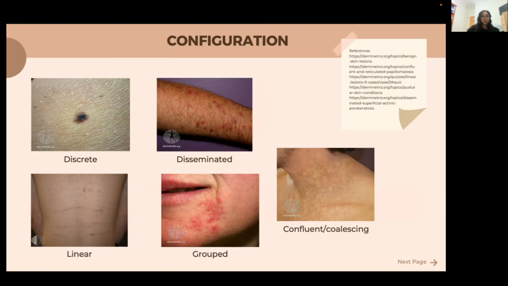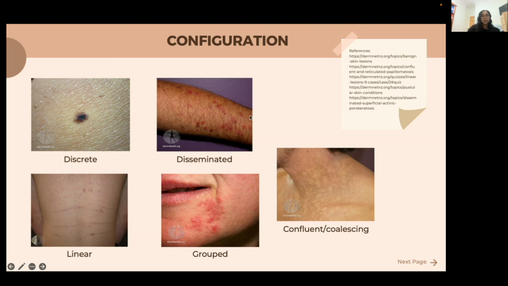So if we start off by thinking about configuration, here we're thinking about how the lesions are related to each other. So firstly, a discrete lesion. Here we've got one lesion by itself, so we would describe it as discrete. Whereas in contrast, if we look at grouped, here all the lesions are grouped together very closely. So that's the difference between discrete and grouped. Then we've got linear. Here we can see that the lesions form lines. So we would describe that as linear.